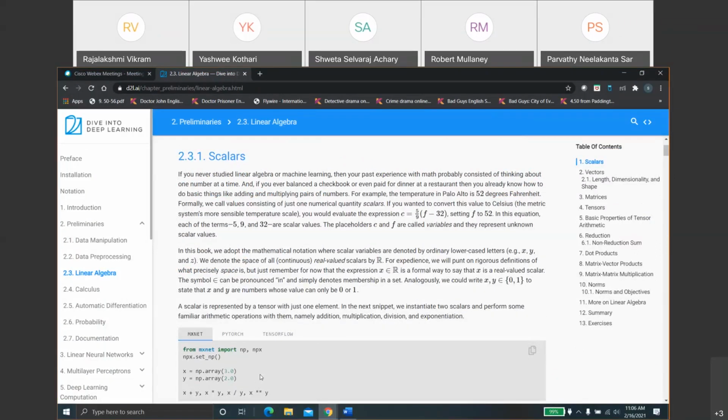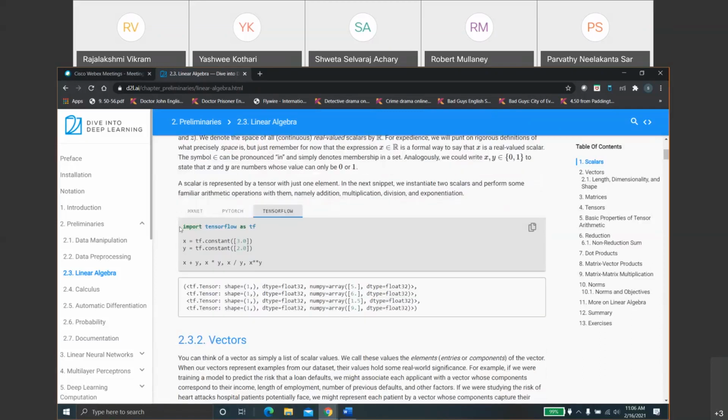A scalar can be represented using a single tensor element. We can see the code snippet here. X is assigned the value 3, Y is assigned the value 2, and you can perform addition, multiplication, subtraction, division, x to the power y. And when you see here, the shape is 1, which means it is just giving one tensor element. All these operations will output a single tensor element. We'll see what tensors are going ahead.